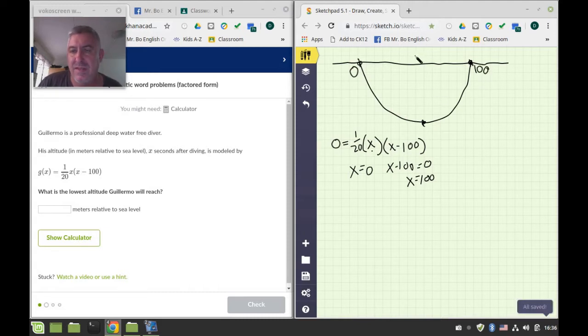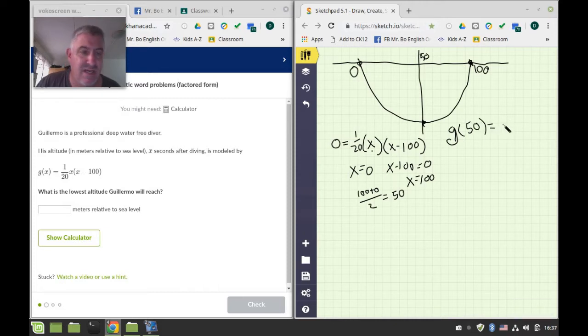And the axis of symmetry is going to go right down the middle there. And what's the average for that? It's 100 plus 0 divided by 2 is equal to 50. So our axis of symmetry is right at 50. And we really want to know how deep it is at 50. So we're going to find, this is a G, not an H. What's the altitude at a time of 50?